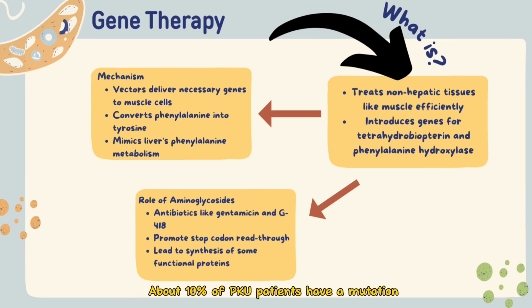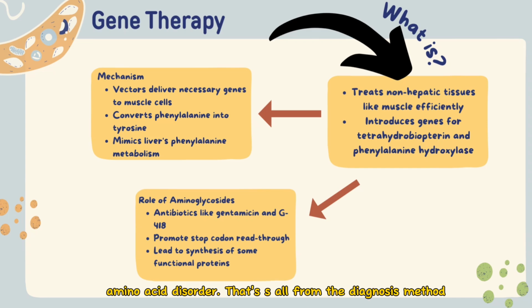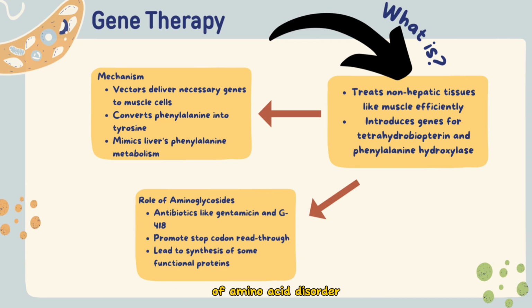About 10% of PKU patients have a mutation causing an early stop codon. Antibiotics like gentamicin can bypass the stop codon, allowing protein synthesis. Studies in cell lines showed this antibiotic restored some enzyme activity, helping manage the PKU amino acid disorder. That's all for the diagnosis methods and the treatments that can be used in PKU, the amino acid disorder.